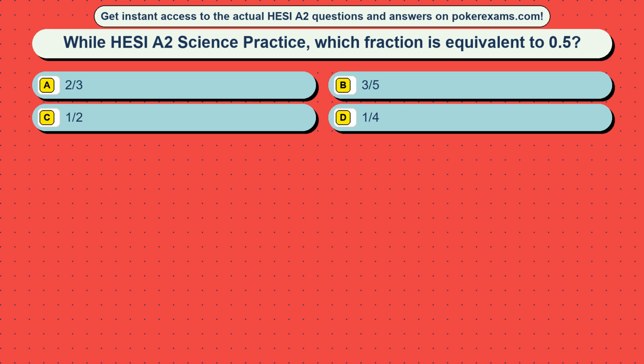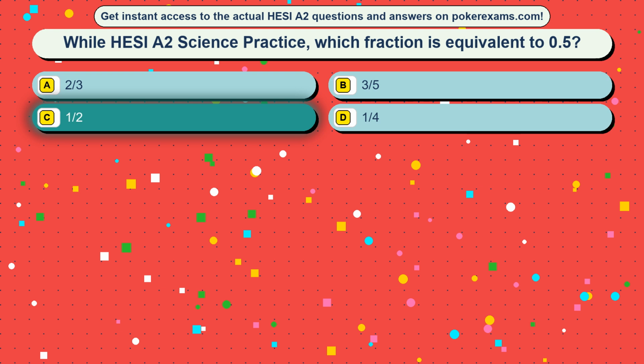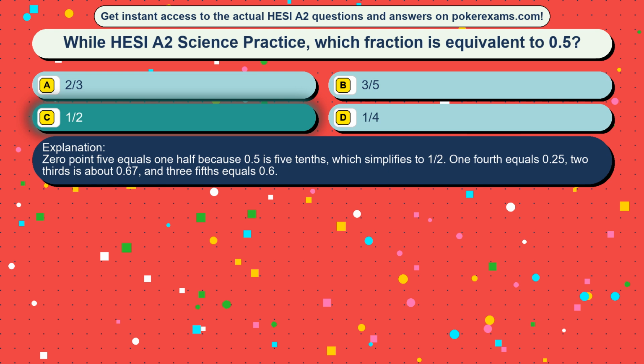Question 27. While HESI A2 Science Practice, which fraction is equivalent to 0.5? Option A, 2/3. Option B, 3/5. Option C, a half. Option D, a quarter. The correct answer is option C, a half. 0.5 equals 1/2 because 0.5 is 5/10, which simplifies to a half. 1/4 equals 0.25, 2/3 is about 0.67, and 3/5 equals 0.6.